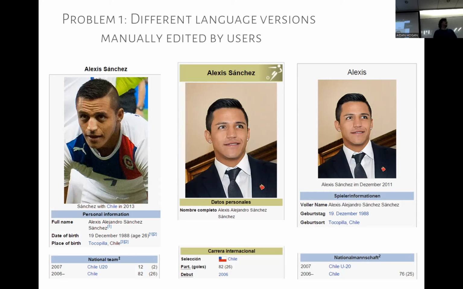And why has it not been updated? Because the Germans don't like Alexis Sanchez, so they're not so interested in him. This has to be manually updated every time Alexis Sanchez scores a goal. So somebody has to go in there and edit that information. You can see that this is already kind of stupid. This is not a good way to go, right?